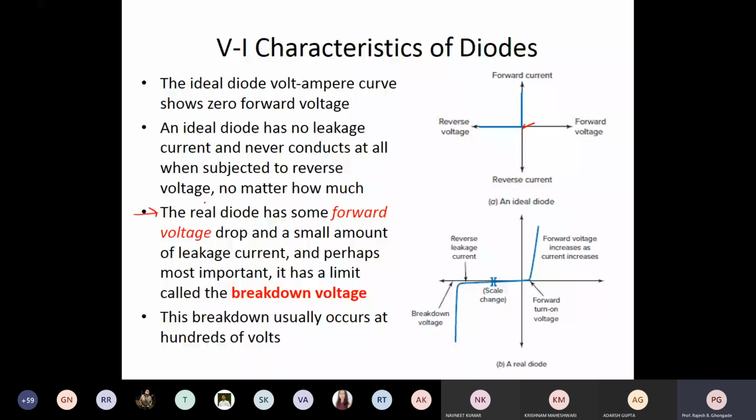Okay, and this is what the forward voltage drop actually looks like. So this is the forward characteristics. When I forward bias the diode and plot the characteristics, they are the forward biased characteristics of the diode.